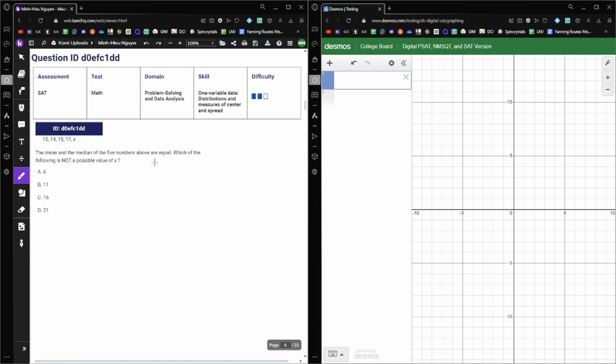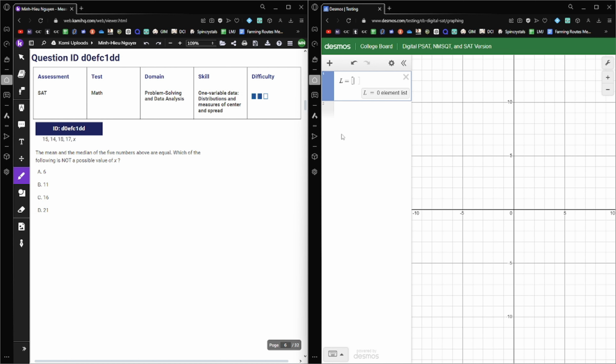Question number 6. The mean and the median of the 5 numbers above are equal. Which of the following is not a possible value of x? So for this question, we're going to try putting all of these numbers into this list, and then we're going to find the mean and the median, and we're going to check if they match up. So let's go ahead and put this list into Desmos.